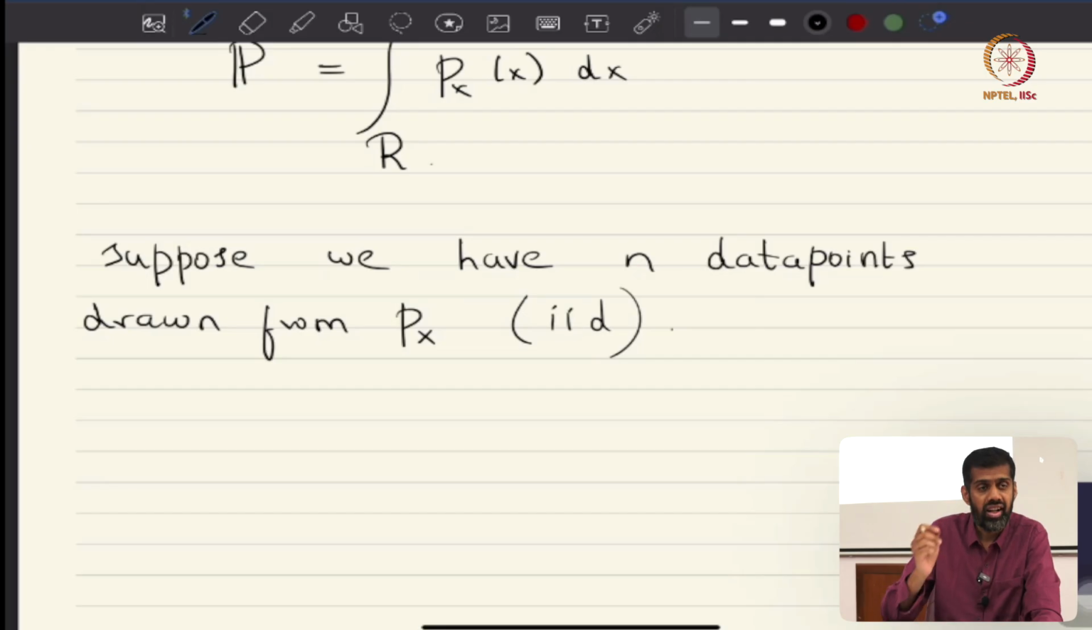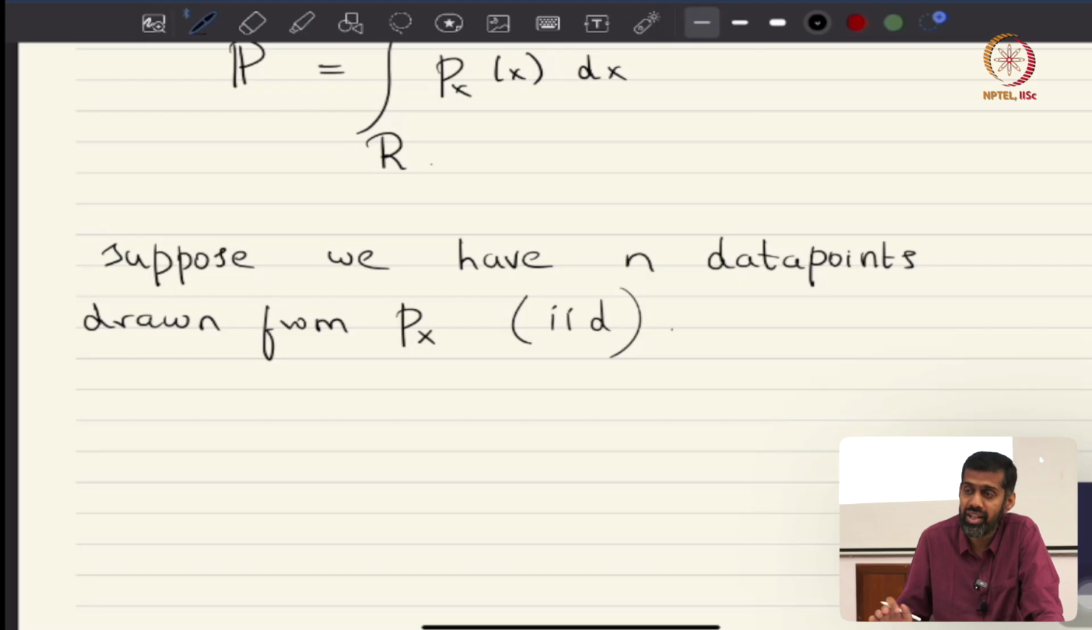Now I can model the event of a data point, a particular xi, falling in this region as a Bernoulli random variable. A data point x may fall in this region with some probability, or may not fall in this region with 1 minus that probability. So I can model that as a Bernoulli random variable. Now I have drawn n of them, IID, so it is a binomial distribution.